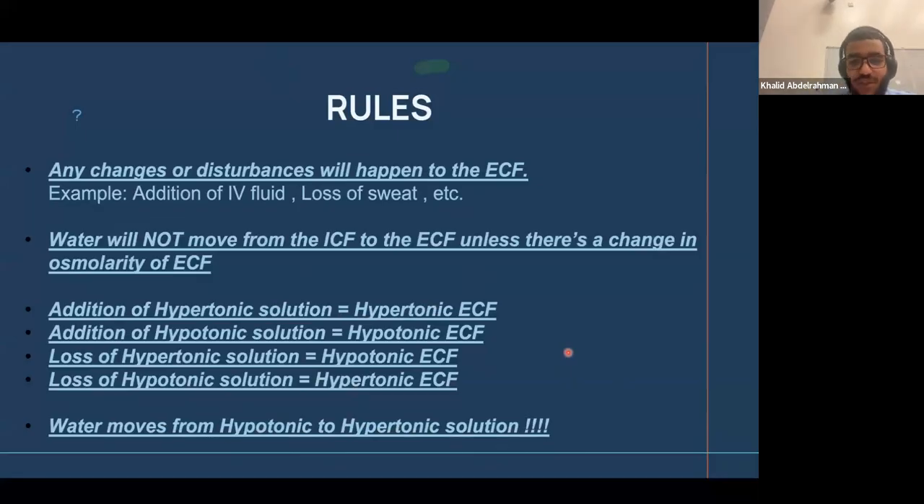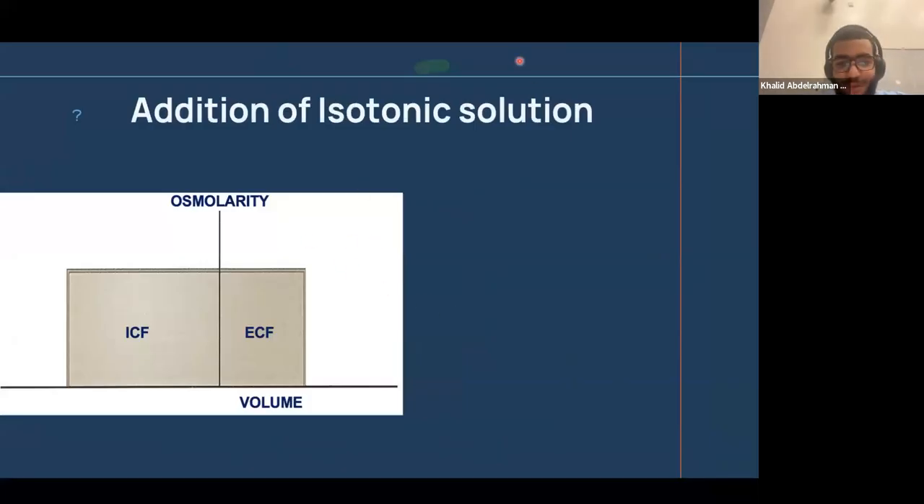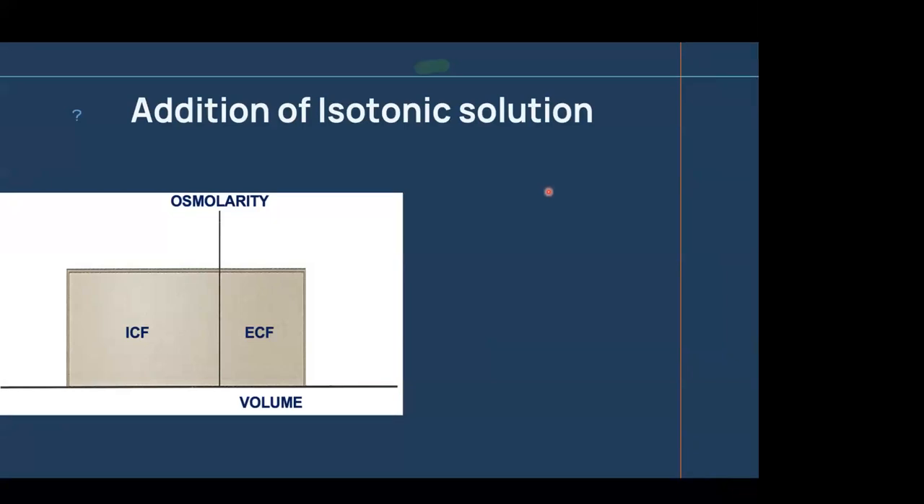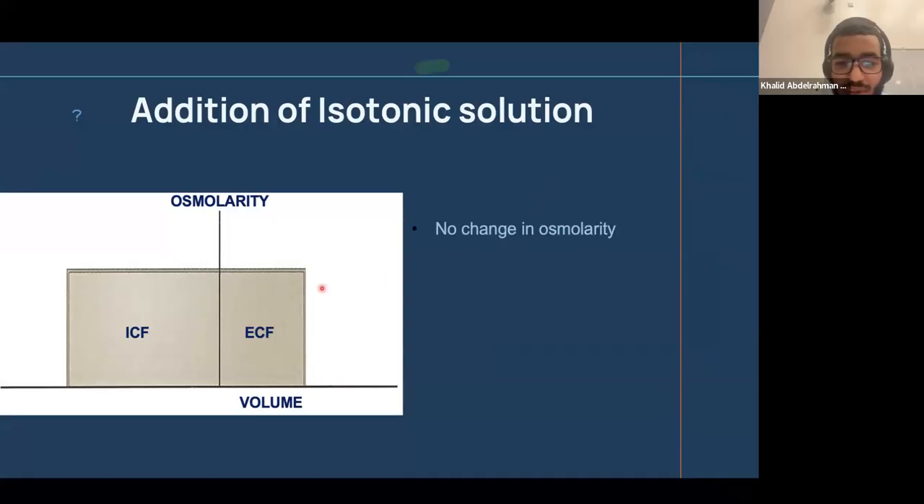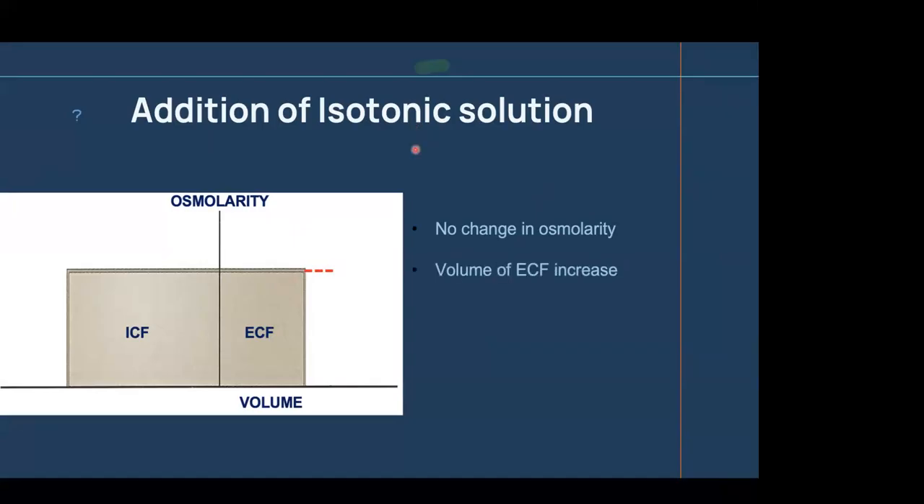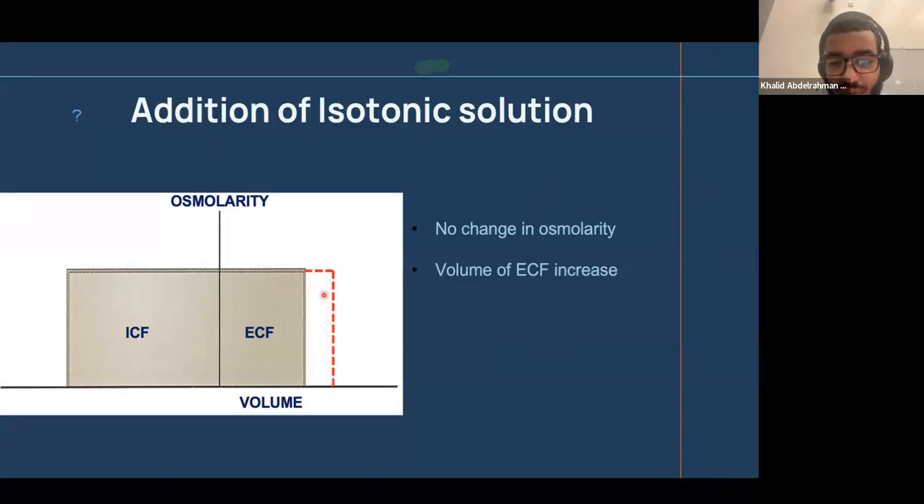So now let's try applying this knowledge on the graph or the diagram. This is just a normal diagram. The first scenario is addition of isotonic solution. I want you guys to solve this. You added isotonic solution. Will there be a change in osmolarity? Change in volume only, only for the ECF. That's important. So no change in osmolarity, so the graph won't move up or down. It will continue at the same level. And then you're adding solution, and where are you adding it? To the ECF. Volume of ECF increases, and therefore this is the final graph.